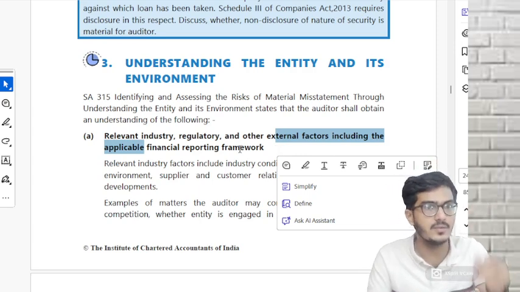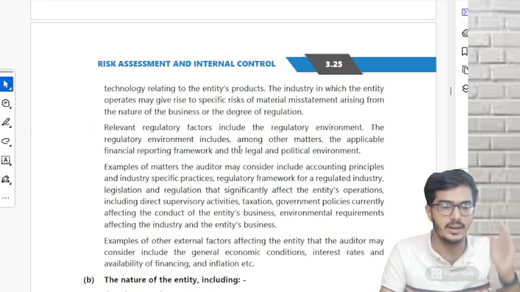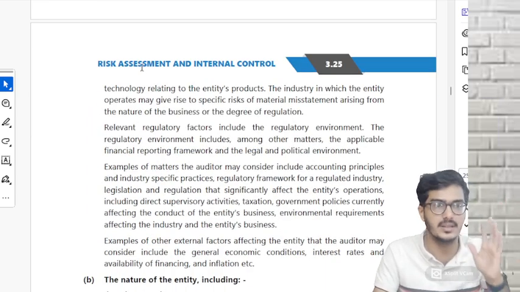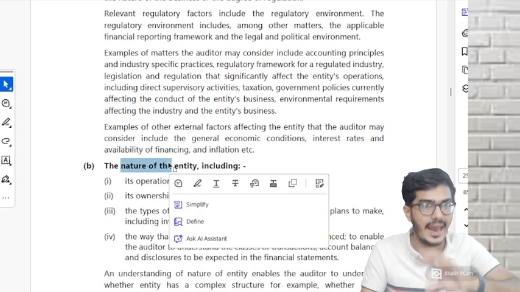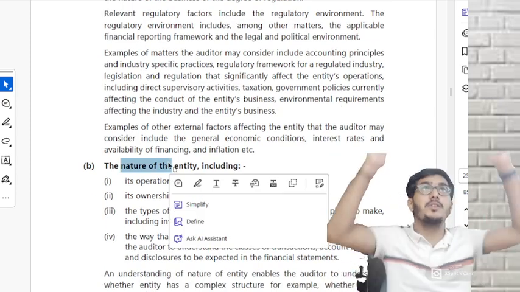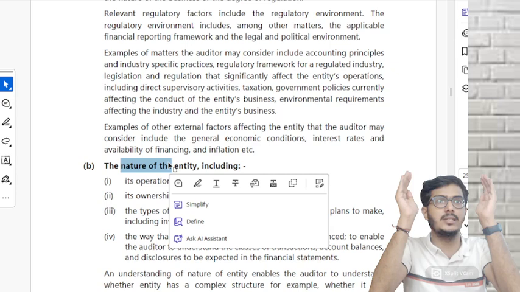So these are the factors which you have to keep in your mind while you're understanding the entity and its environment. So they have given all those points with examples. Same what I told, no? They are given with examples. Then comes the nature of the entity. So if you see the point, first we are talking about the industry. See here, my hands. First we are talking about the industry. Now we're going to come inside.